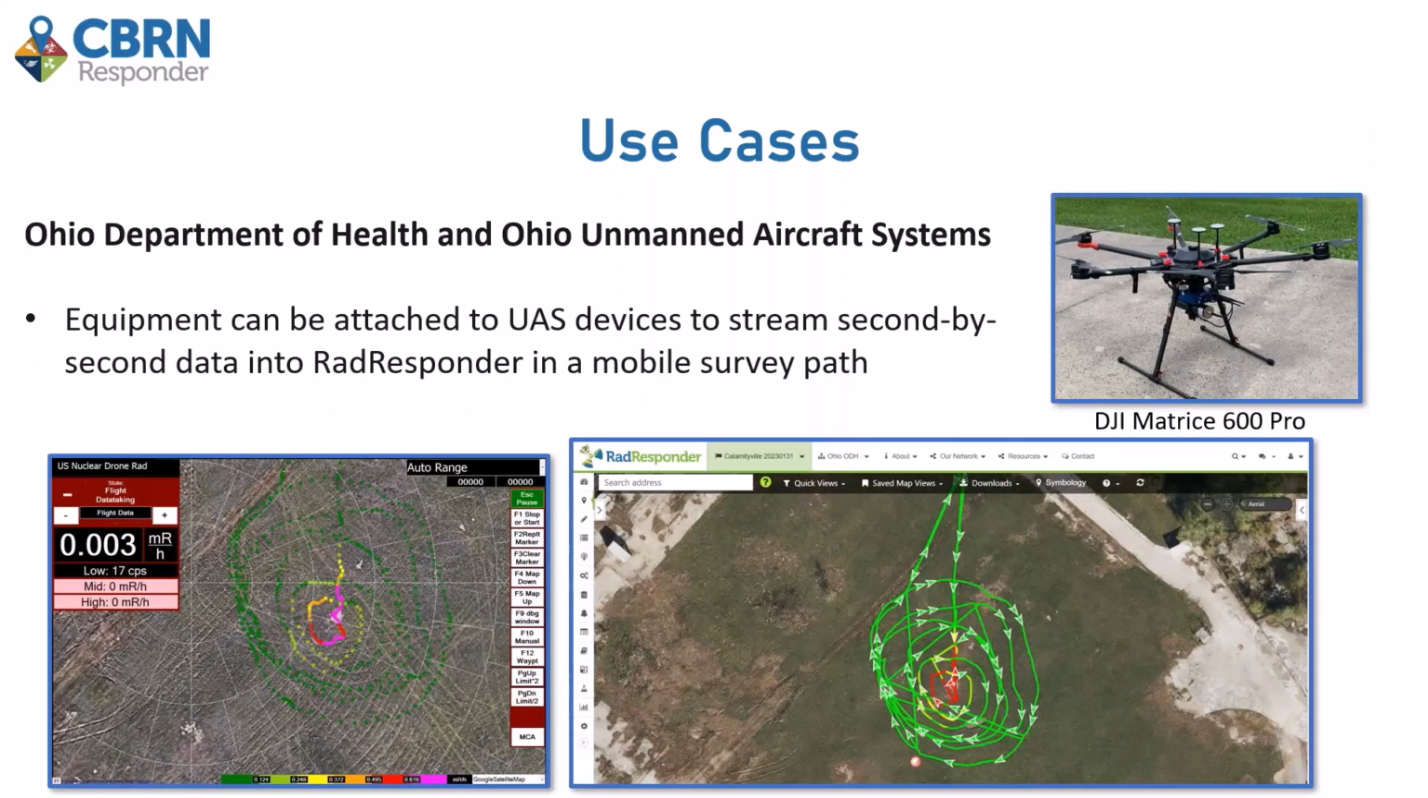We have been working with the Ohio Department of Health and Ohio Unmanned Aircraft Systems the past few years, and they have a drone you can see in the top right there. It's a DJI Matrice 600 Pro. So what they do is attach an equipment item to the actual drone. So that's what's going to be talking to our API and entering that data in RadResponder. You can see in the left image there, that is the application for the equipment item that's attached to the drone. So that's what's going to be talking to our RadResponder API, and then overlaying on the map there.